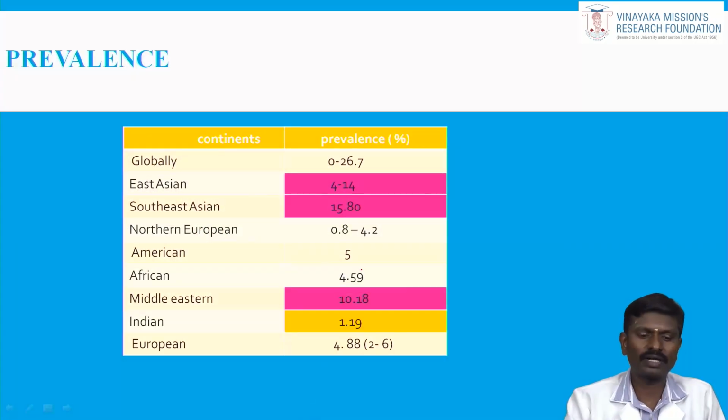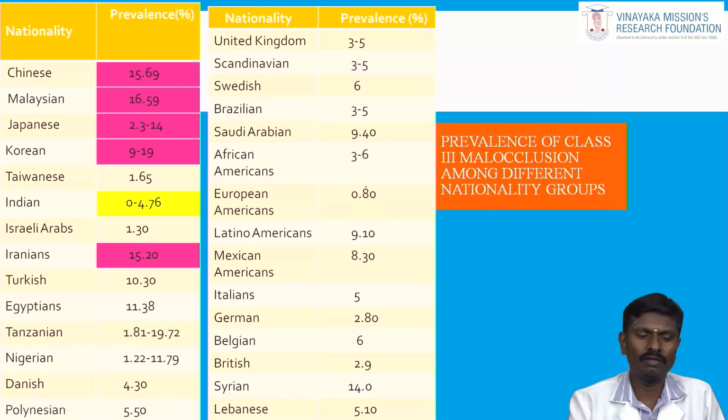If you see the prevalence of class 3 malocclusion, in India it is 1.19% only globally. In East Asian and South Asian populations it is around 14 to 15%. Nationality wise, the Chinese, Malaysians, Japanese and Koreans have it more commonly. Coming to India, the percentage is 0 to 4% only.